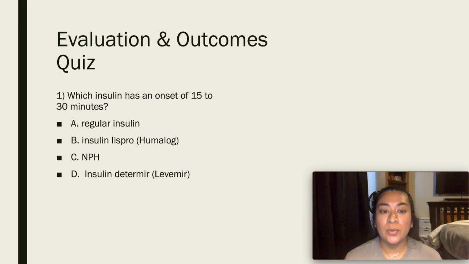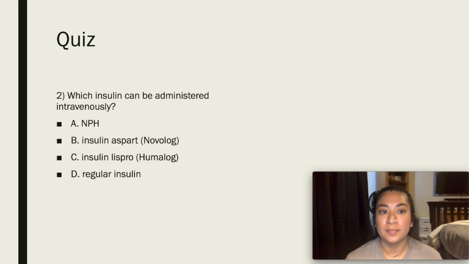So now we're going to do a quiz to test your knowledge about insulin and its effects. Question 1. Which insulin has an onset of 15 to 30 minutes? Regular insulin, insulin Lispro, NPH, or insulin detemir? The answer is B, insulin Lispro. Which insulin can be administered intravenously? NPH, insulin aspart, insulin Lispro, or regular insulin? D, regular insulin.